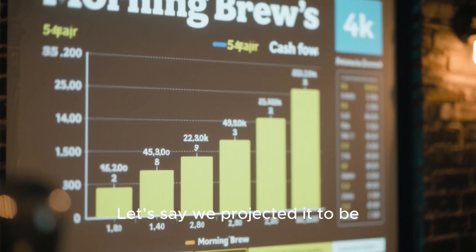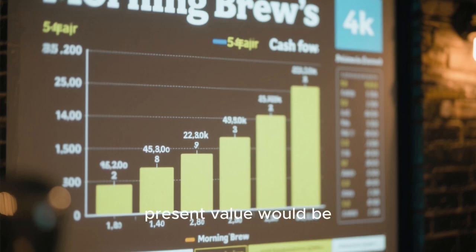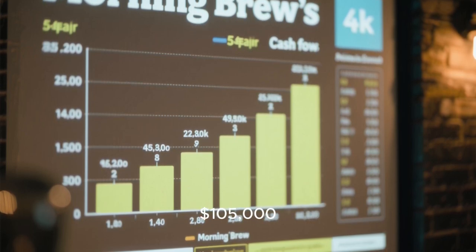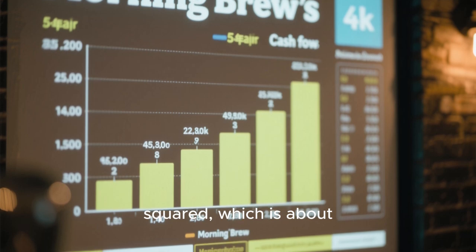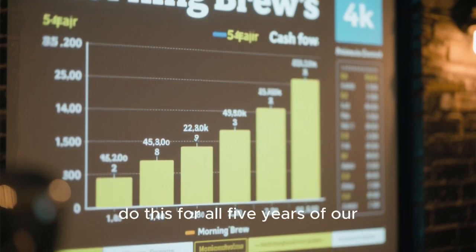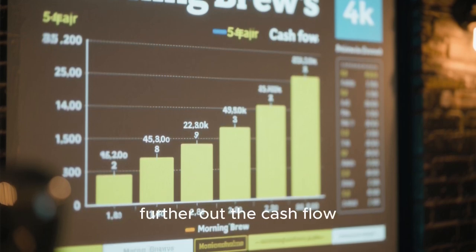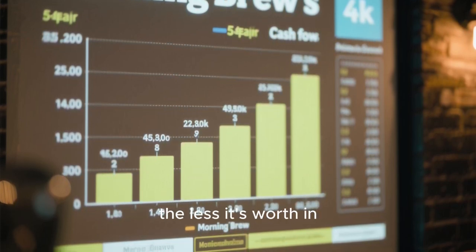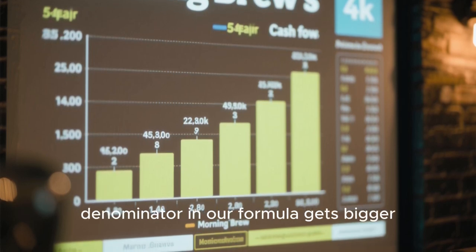Now, what about the free cash flow in year 2? Let's say we projected it to be $105,000. Its present value would be $105,000 divided by 1.10 squared, which is about $86,777. We do this for all 5 years of our projection period. You can see that the further out the cash flow, the less it's worth in today's dollars because the denominator in our formula gets bigger.